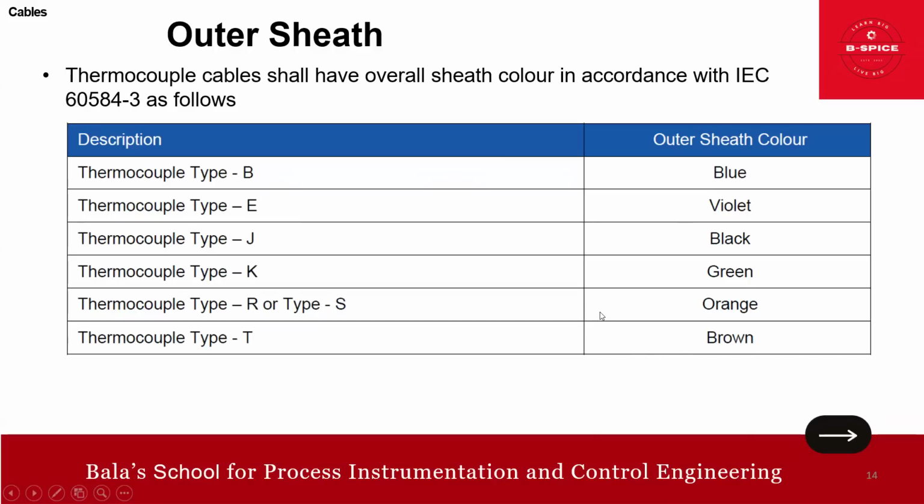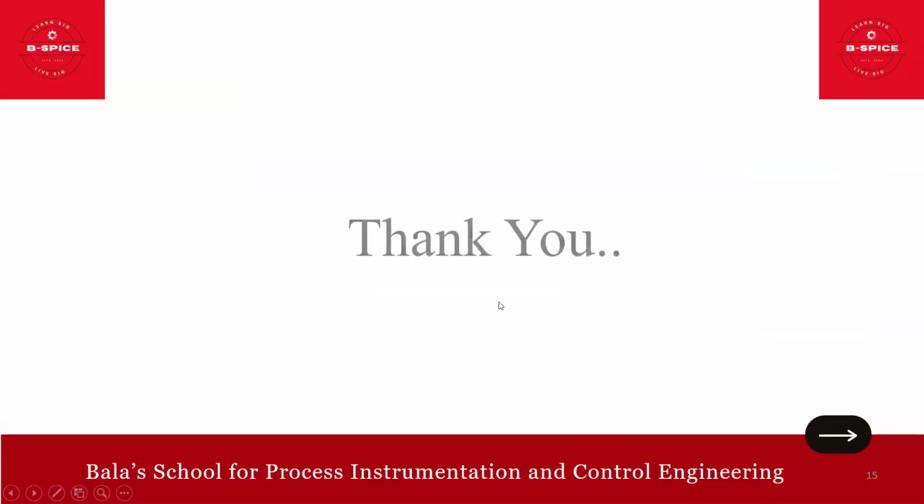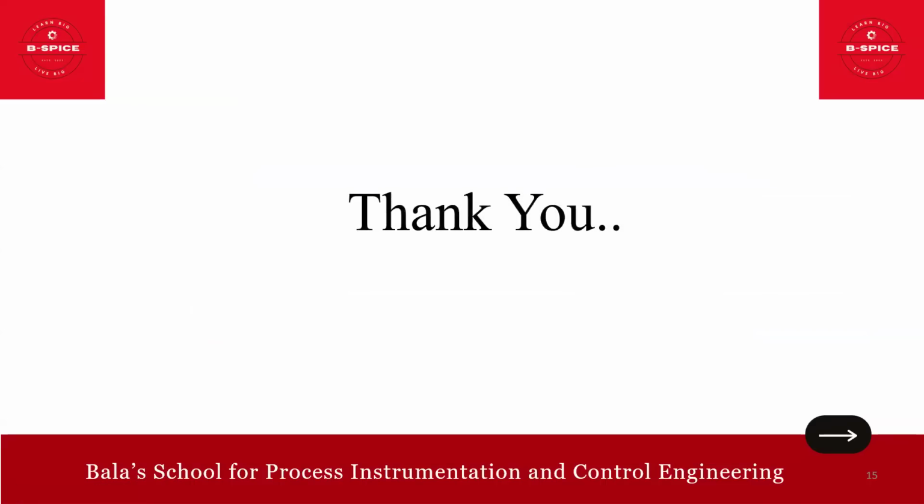We have covered everything now. We started with conductor, core insulation, then core identification, inner sheath, lead sheath, then steel wire armor, then outer sheath, and the color of the outer sheath. I hope you had a good insight. Thank you for watching. Next, we'll talk about the cable construction details.